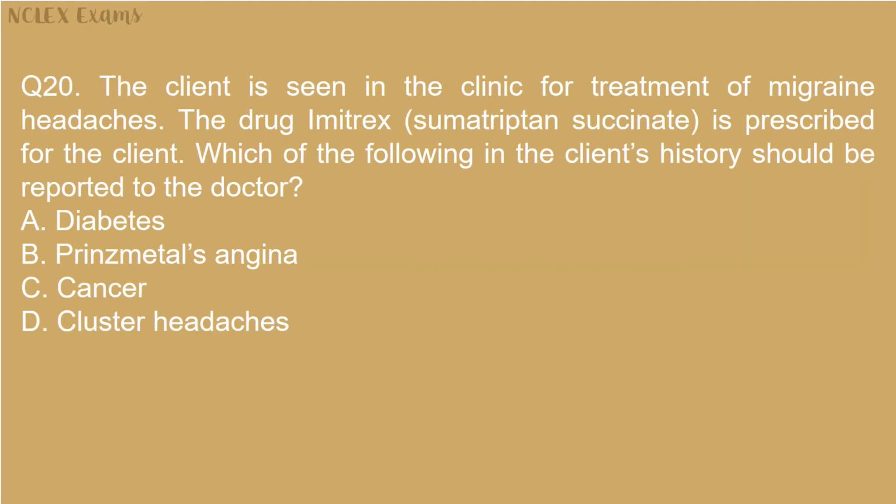Question 20. The client is seen in the clinic for treatment of migraine headaches. The drug Imitrex (sumatriptan succinate) is prescribed for the client. Which of the following in the client's history should be reported to the doctor? A. Diabetes. B. Prinzmetal's angina. C. Cancer. D. Cluster headaches.